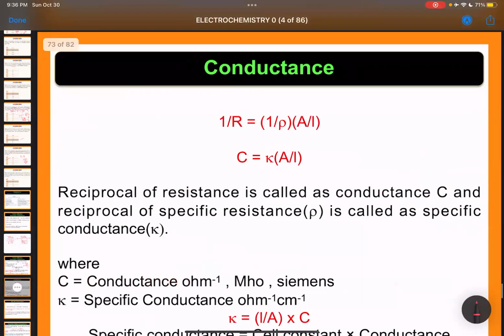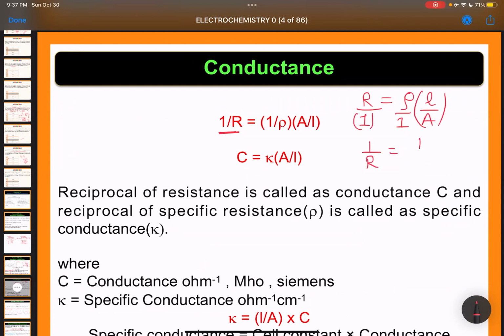So now you just do the reciprocal. You do 1 upon R, equal to 1 upon rho times A upon L. You just do the reciprocal. So this is conductance, and this is specific conductance or conductivity, which is the reverse of rho, 1 by rho. It is denoted by kappa.